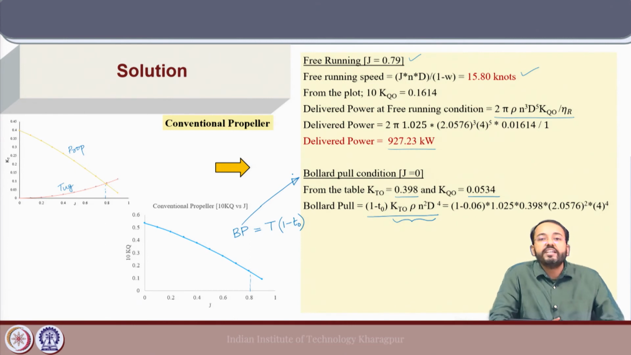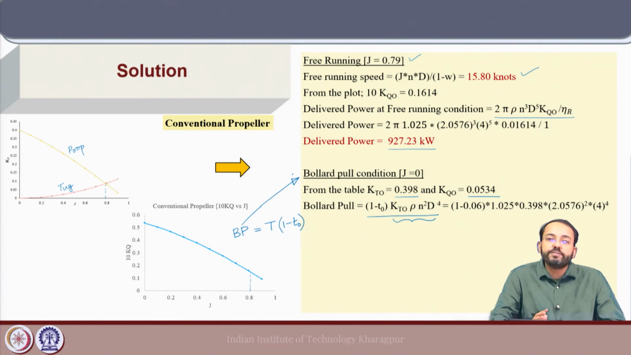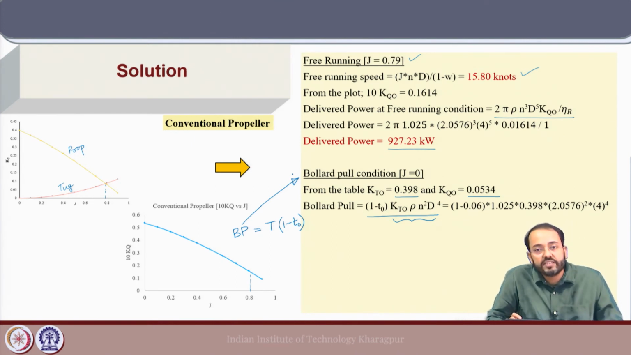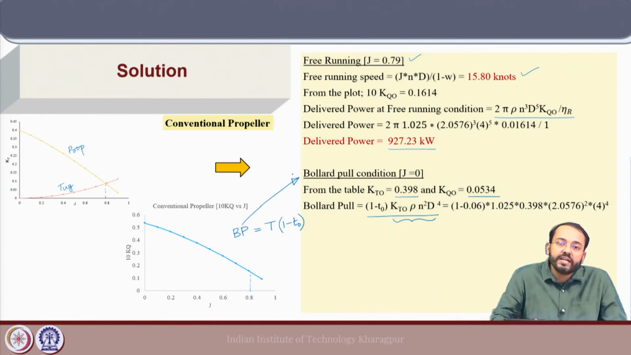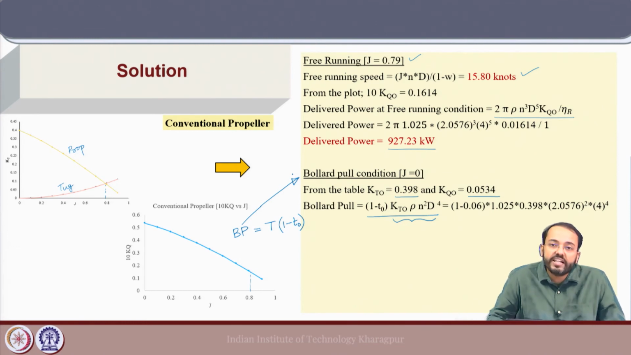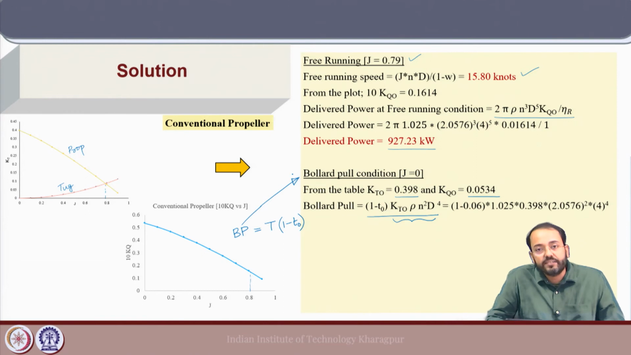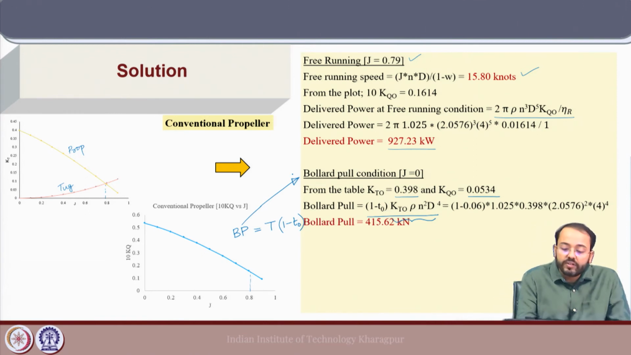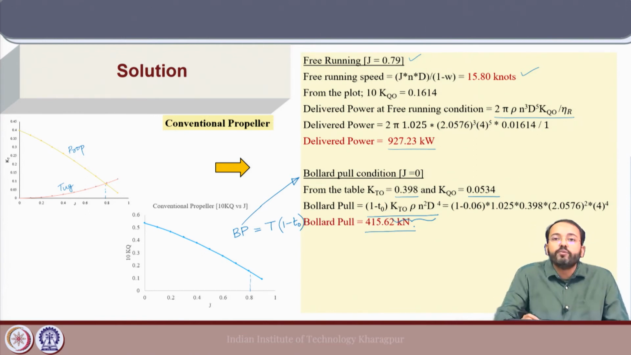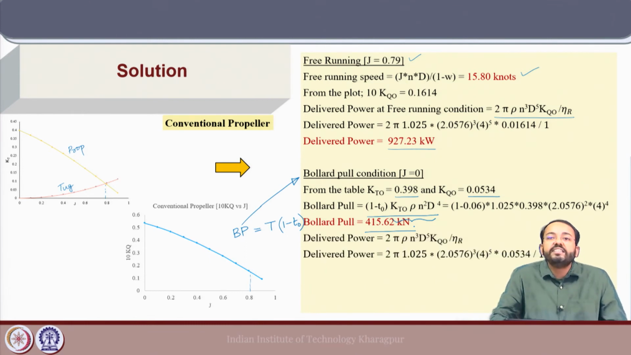Why is thrust deduction used in this equation? Because even at 0 forward speed in the Bollard pull condition, there is a small value of thrust deduction which is given in this problem, and that will cause a difference between the thrust provided by the propeller and the Bollard pull that it can exert. So, we can calculate the Bollard pull of the tug.